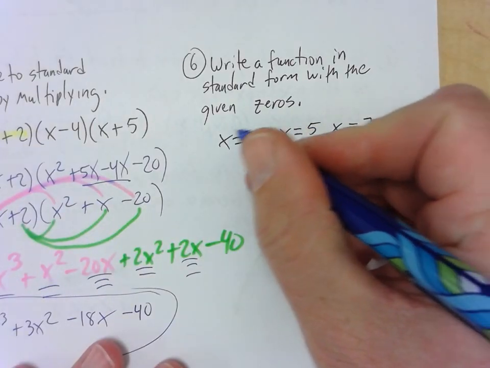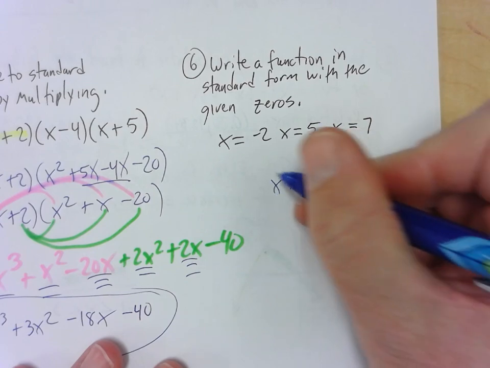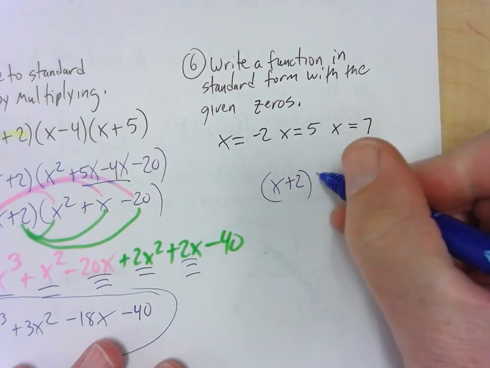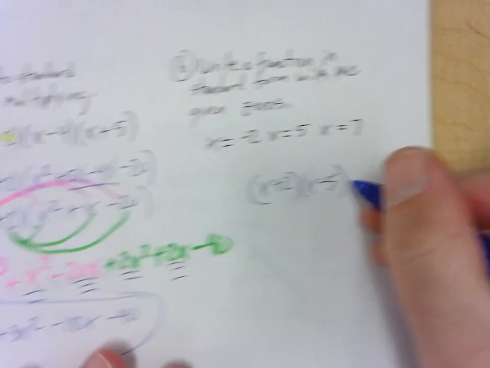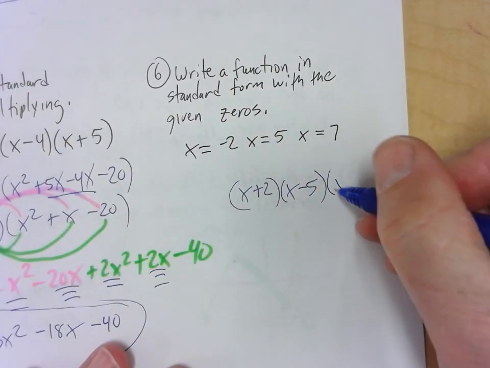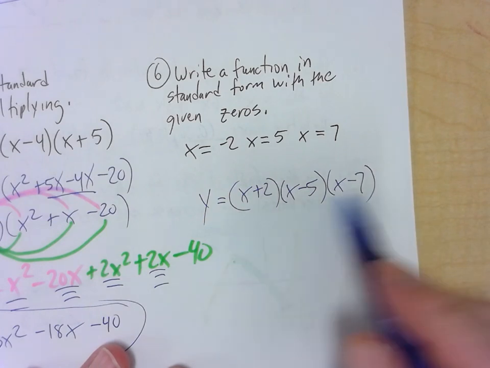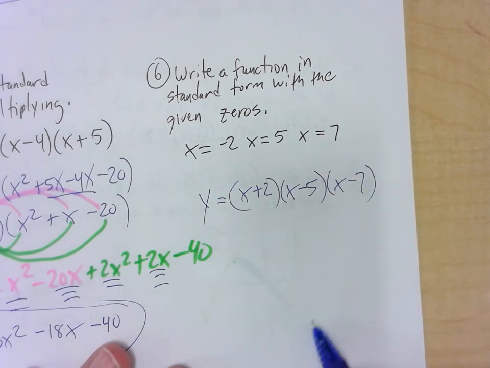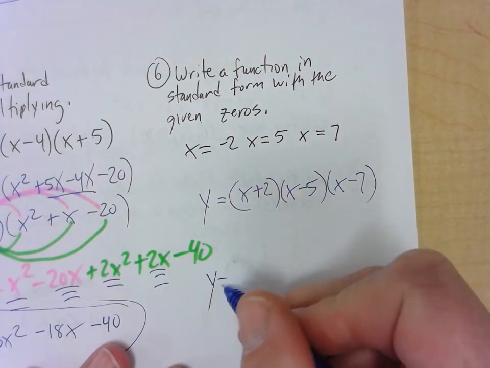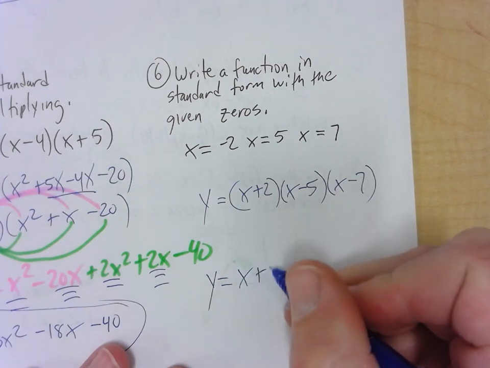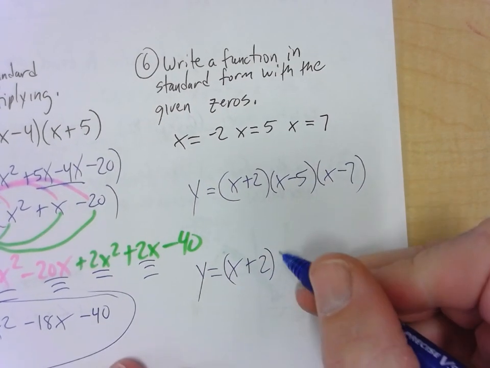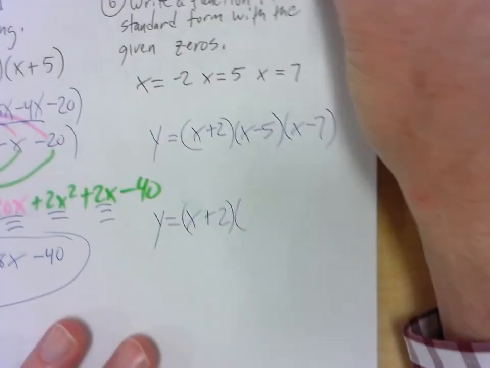So if I add the 2 over, I get x plus 2. If I subtract the 5 over, I get x minus 5. If I subtract the 7 over, I get x minus 7. And I'm going to take this now and make it be in standard form. So y equals, I'm not going to do all the colors this time to save time. And I'm going to skip a step of foiling because I can foil pretty fast.